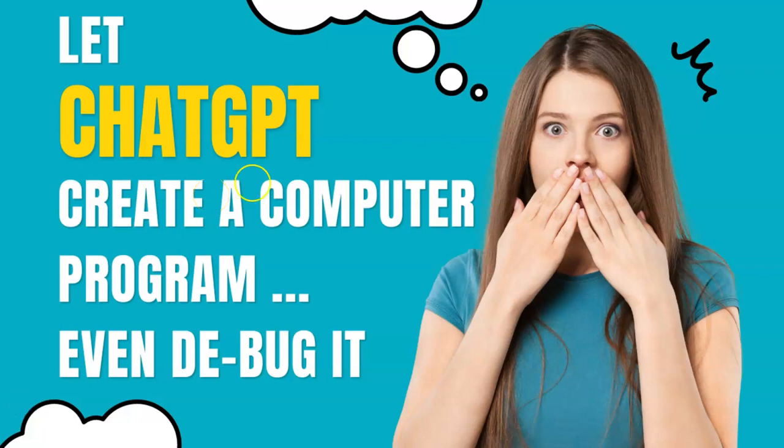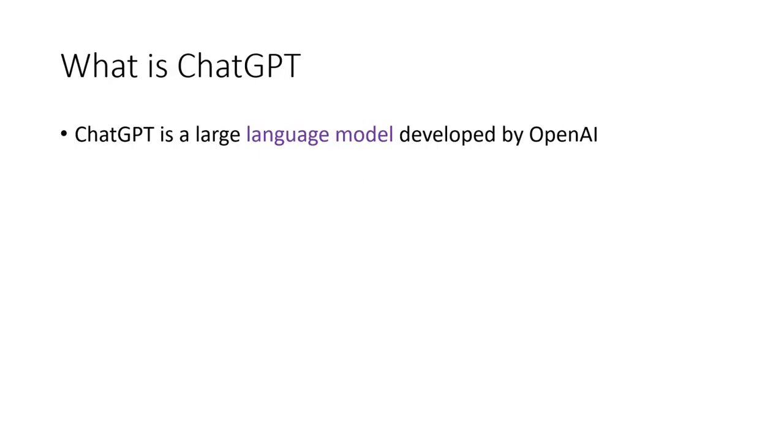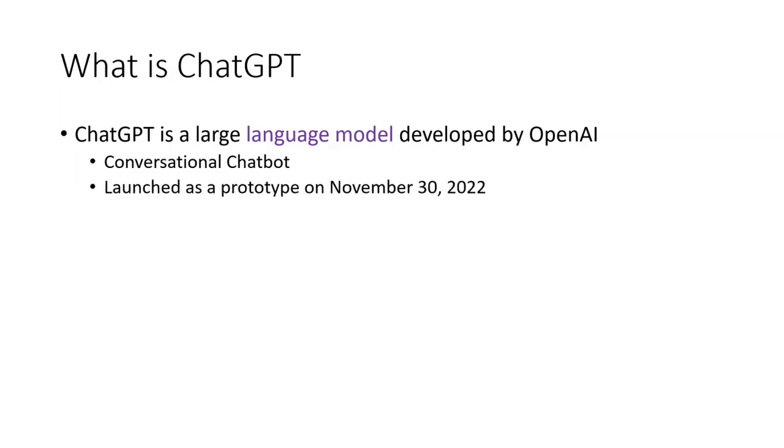Hello everyone. In this video, we are going to look at a wonderful use case of ChatGPT. What is ChatGPT? It is a large language model developed by OpenAI and it uses deep learning technology. Basically, a conversational chatbot. That's what ChatGPT is all about. It was launched as a prototype on November 30, 2022, very recently, and its popularity has been increasing day by day.